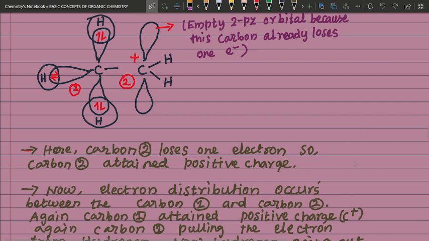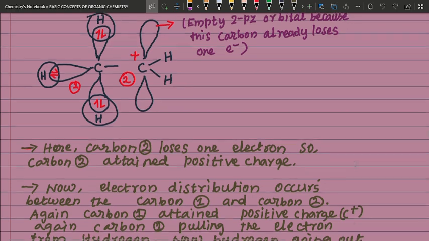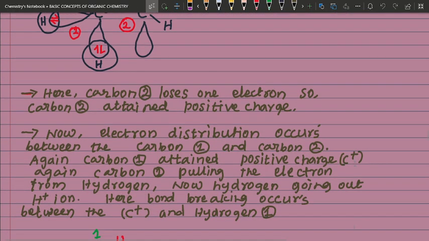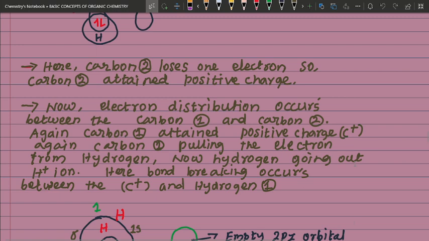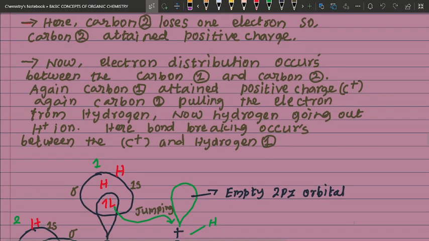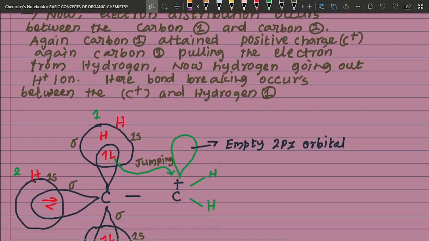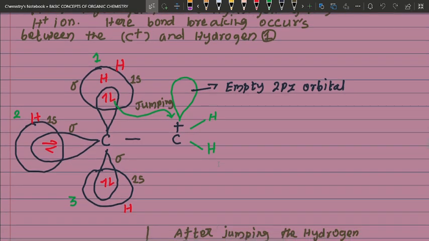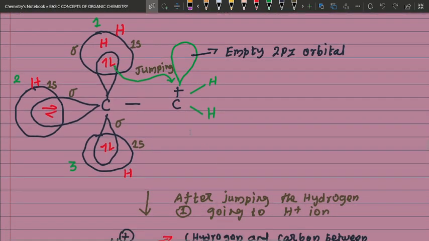See below. Pulling the electron from hydrogen, now hydrogen goes out as an H plus ion. Here bond breaking occurs between the C plus and hydrogen 1. C plus means this left side carbon. But we did not denote that here. Please imagine it yourself.